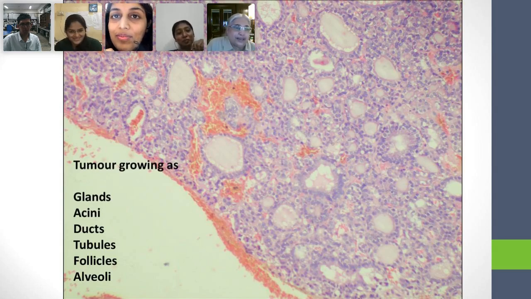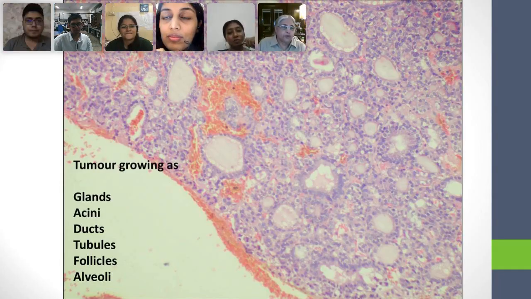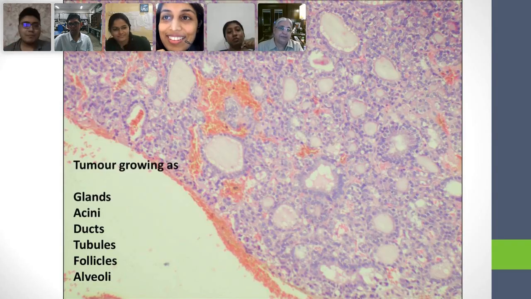Look at that. 1, 2, 3, 4, 5, 6. 6 different options you have. And I think the audience can also do a poll if they wish to. And we have to answer the question, how do we distinguish glands from acini, from ducts, from tubules, from follicles and alveoli? Now, who wants to take glands?